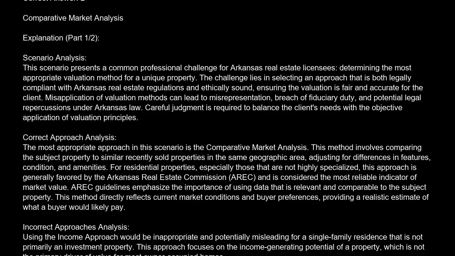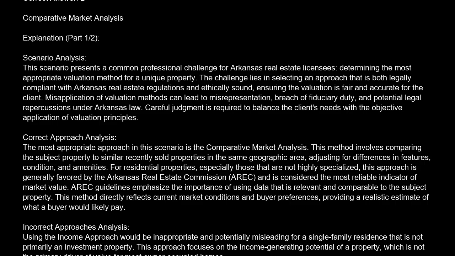Correct approach analysis. The most appropriate approach in this scenario is the comparative market analysis. This method involves comparing the subject property to similar recently sold properties in the same geographic area, adjusting for differences in features, condition, and amenities. Residential properties, especially those that are not highly specialized. This approach is generally favored by the Arkansas Real Estate Commission, AREC, and is considered the most reliable indicator of market value. AREC guidelines emphasize the importance of using data that is relevant and comparable to the subject property.